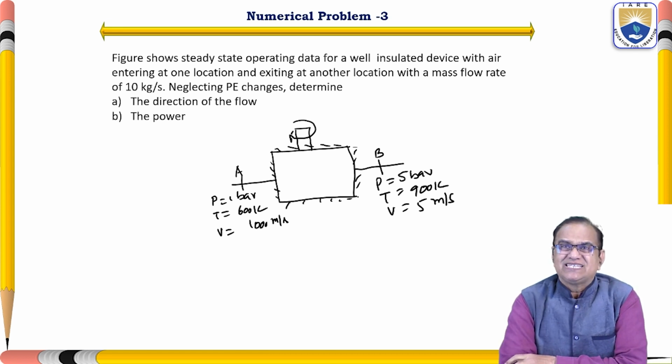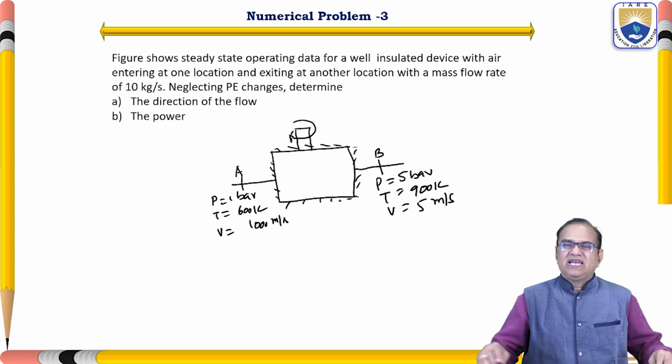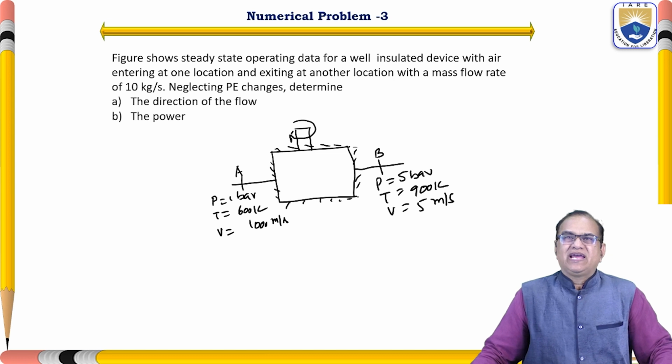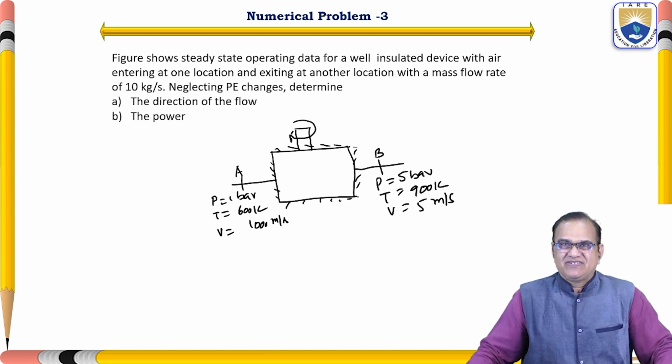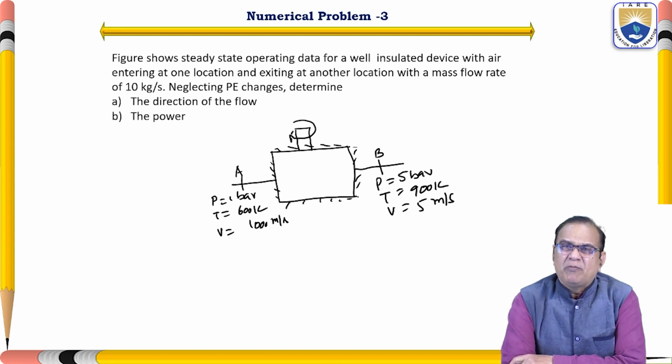The figure shows steady state operating data for a well insulated device with air entering at one location A and exiting at another location with a mass flow rate of 10 kg per second. So mass flow rate is 10 kg per second. Now, neglecting the potential energy changes, determine the direction of the flow and the power. So we have to see which direction our flow will be.